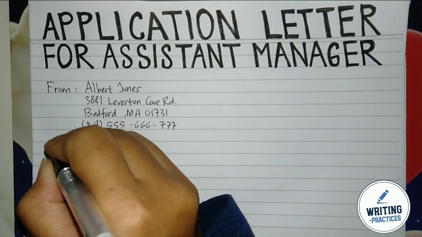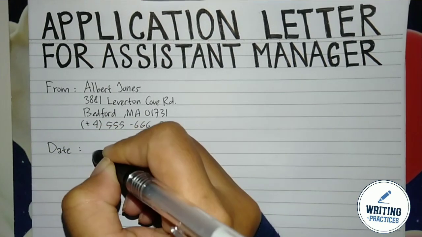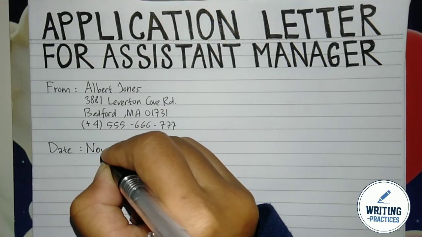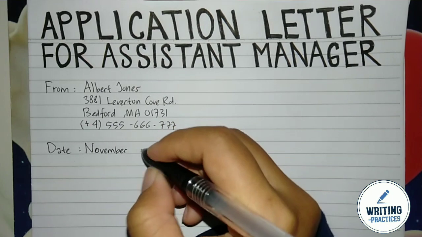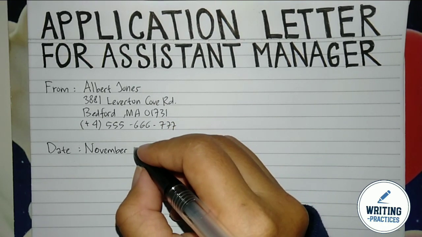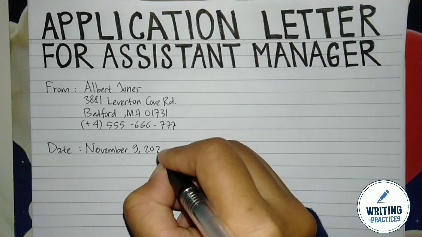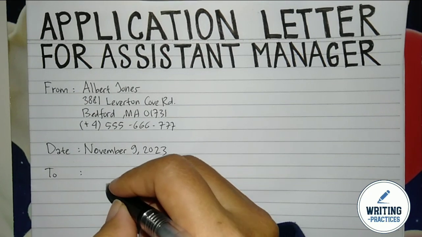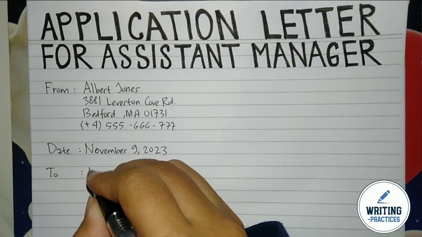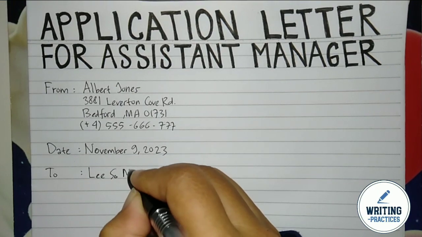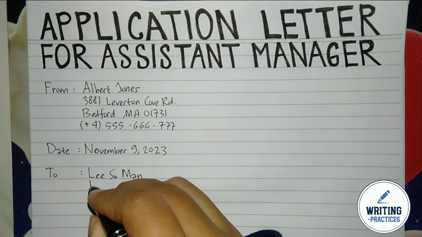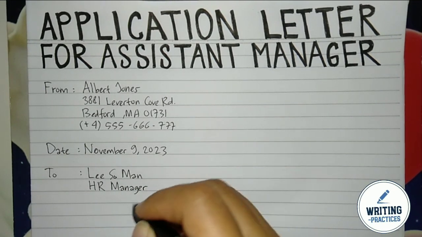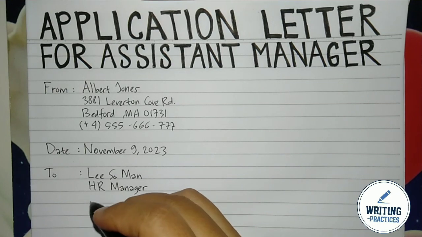Now, you can write the date of the letter. Write with the format of month, date, and year. After that, write the recipient of this letter. Write the full name. And write the occupation in the company. Under it, write the address of the company or office.